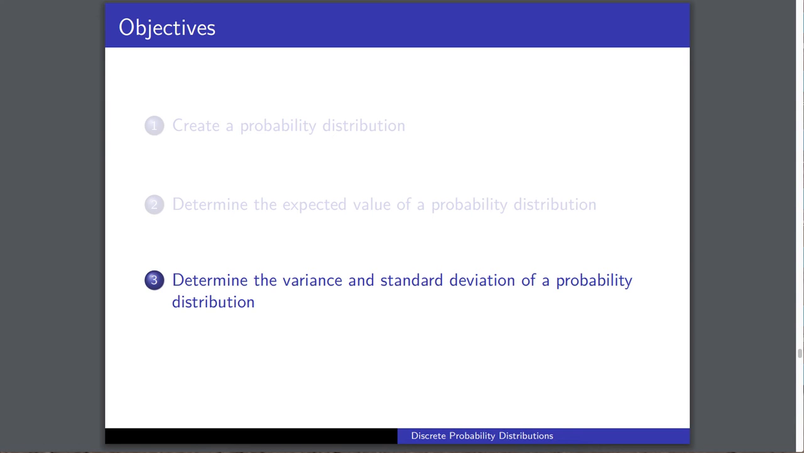All right, in this video, we're going to take a look at variance and standard deviation of a probability distribution. So in our last video, we took a look at the expected value or the mean as a measure of center for our probability distribution. In this video, we're going to take a look at measures of spread.